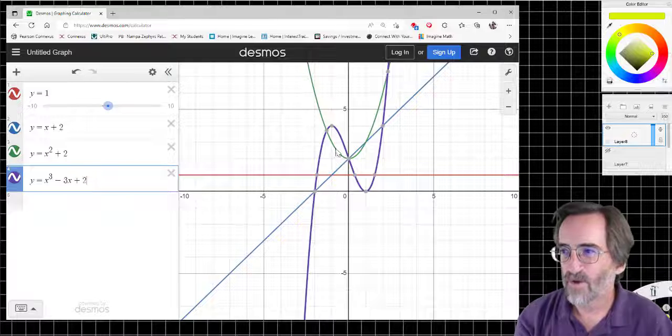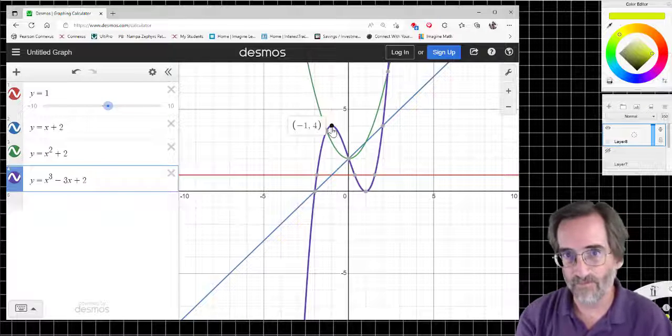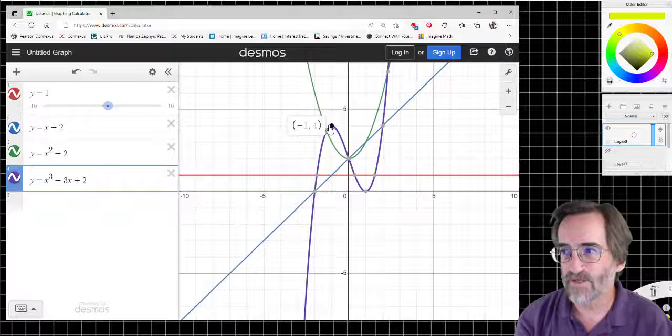And we can look at this. This is what we call a local maximum. It's a local maximum because it is the peak in this region, but if I go over here, the purple line actually gets higher than the maximum there.